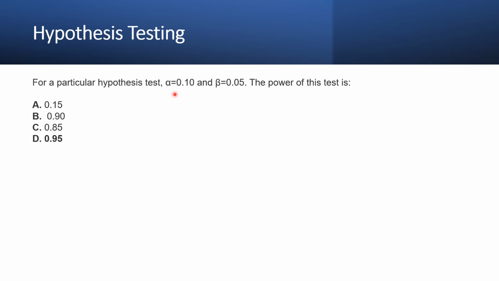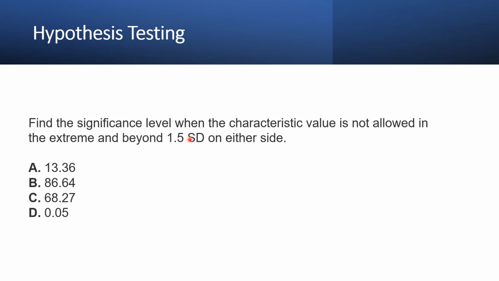For a particular hypothesis test, alpha equal to 0.1 and beta equal to 0.05. The power of this test? See, beta is type 2 error, right? And if type 2 error is 5%, that means the power of the test will be 95%. 0.95 is the answer.